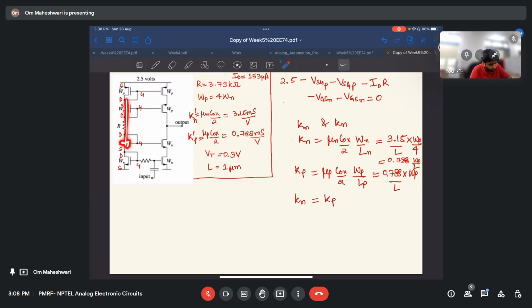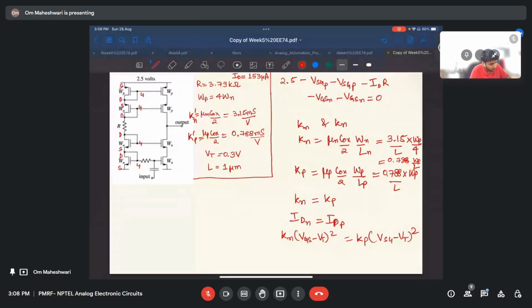Also, since the same current flows through this branch, ID, thus IDN equals IDP. So what do we have in our equations? Kn VGS minus VT whole square. On here we have Kp VSG minus VT whole square. So since both these quantities are equal, and also these are equal, that means VGSN equal to VSGP.